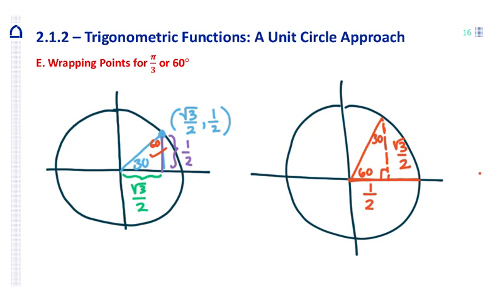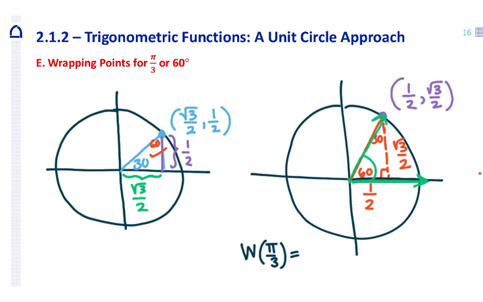So the point that this would give, in this case, is just the reverse. The x-coordinate is 1/2, and the y-coordinate is square root of 3 over 2. So you would say the wrapping function for an angle of pi over 3, or 60 degrees, meaning if you started here on the initial side and landed here on the terminal side, 60 degrees opening, or pi over 3, it would intersect the unit circle at this point, 1/2 and square root of 3 over 2.